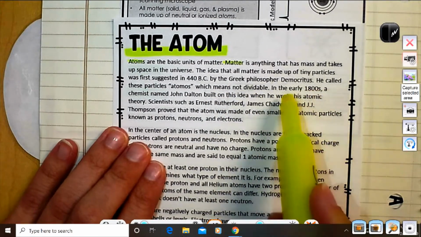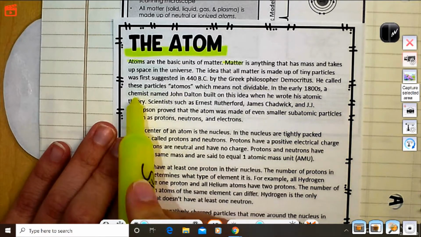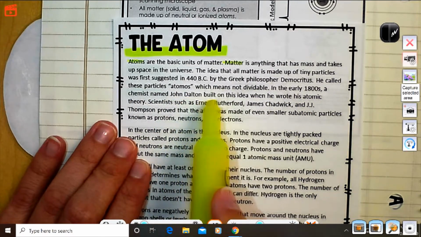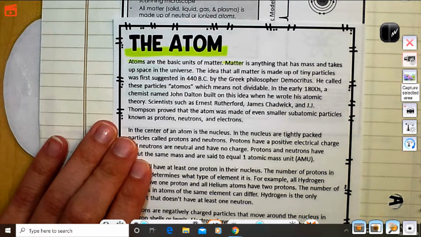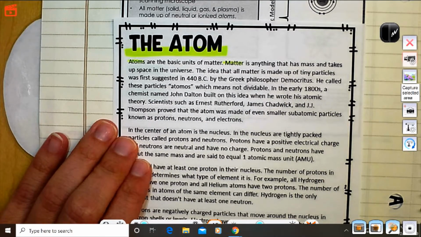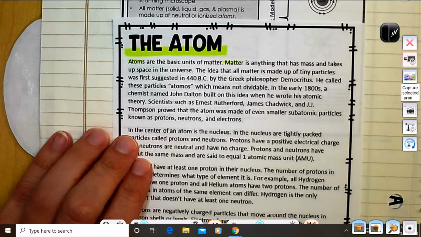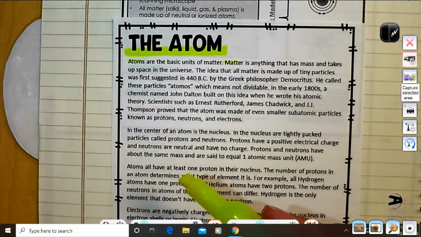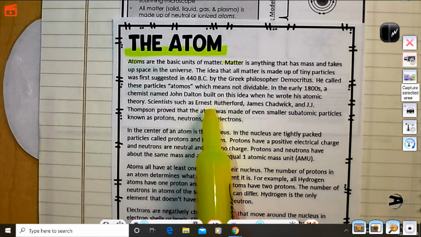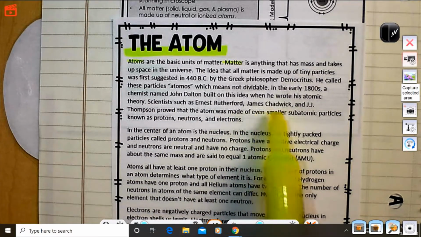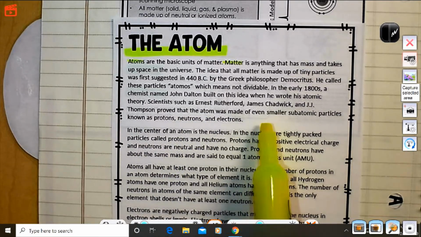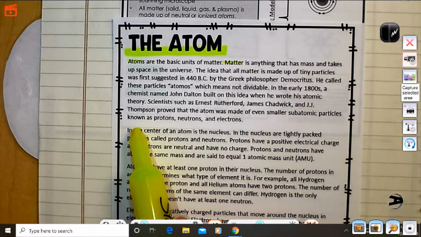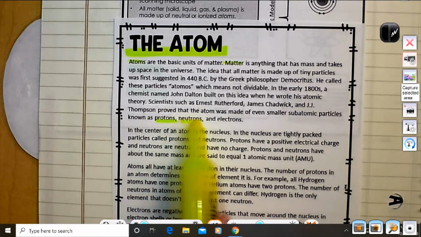In the early 1800s, a chemist named John Dalton built on this idea when he wrote his atomic theory. So remember, a theory is like a scientific idea that's based on a lot of facts and things that we already know. Scientists such as Ernest Rutherford, James Chadwick, and J.J. Thomson proved that the atom was made of even smaller subatomic particles known as protons, neutrons, and electrons.